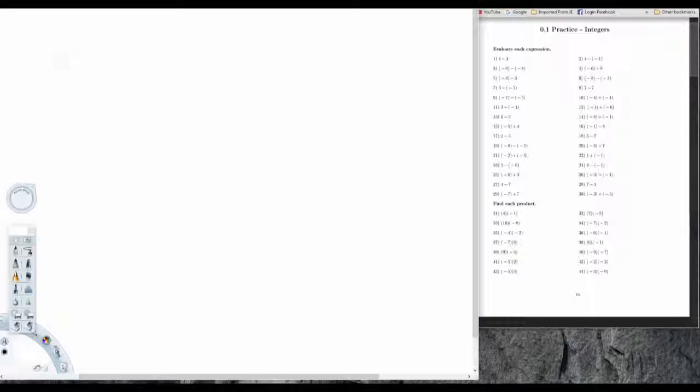Clear number 29 now. Actually, I kind of like this book. It has a lot of problems. That's how you become good at math. You just do a bunch of problems.